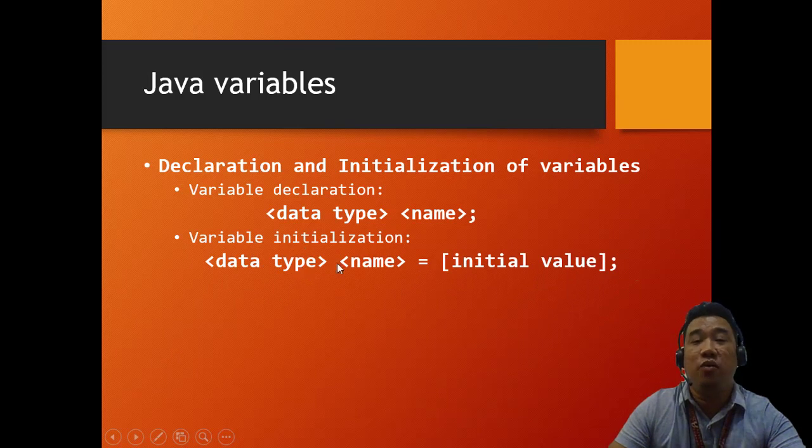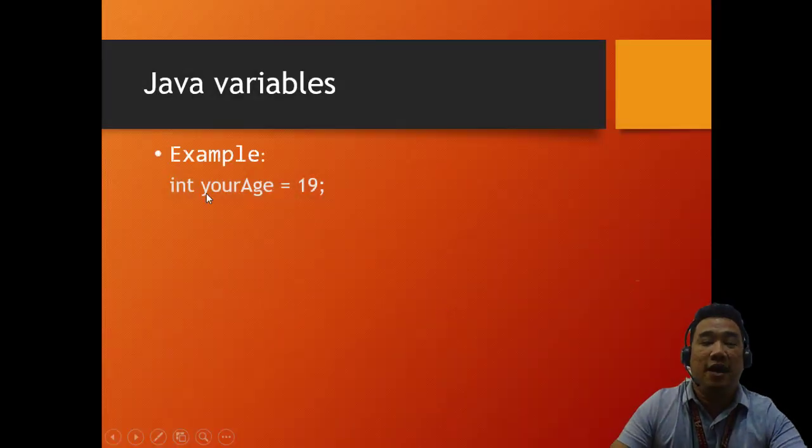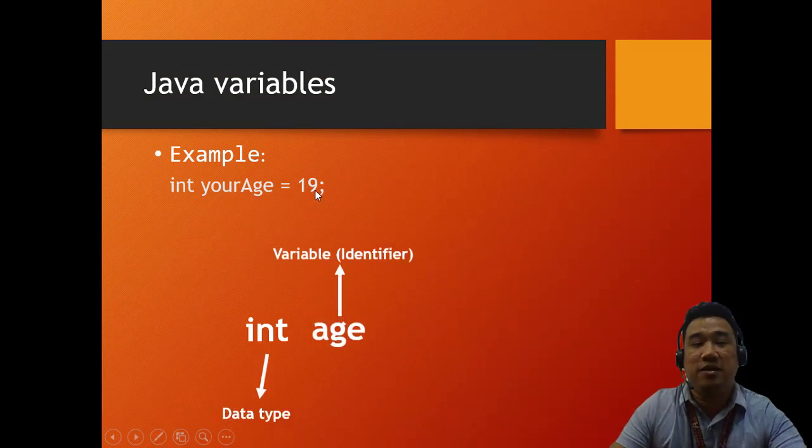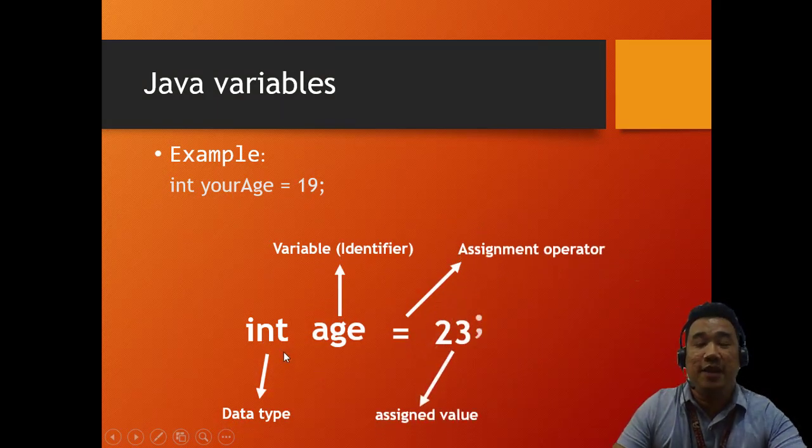Okay? So this is the syntax for how to declare variables. Data type, the name of the variable, then the initial value. Now, for example, we have int age equals 19. So we have the data type as int, age as your variable name. Again, age follows our identifier rules. Then we have this assignment operator, and then the assigned value, semicolon. Okay? So that is the syntax for how to declare variables.